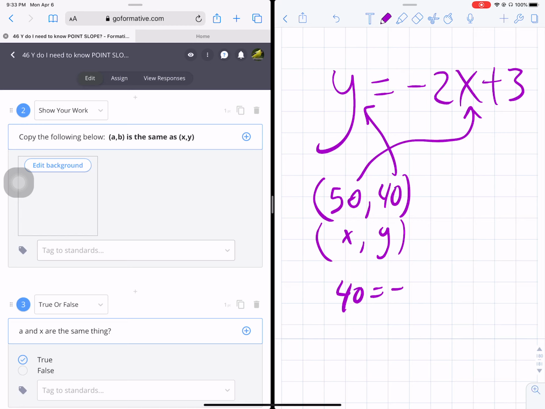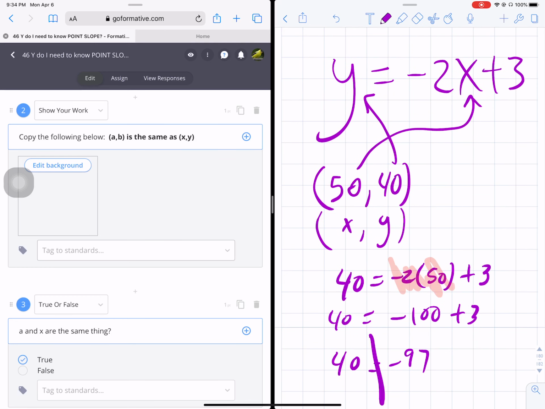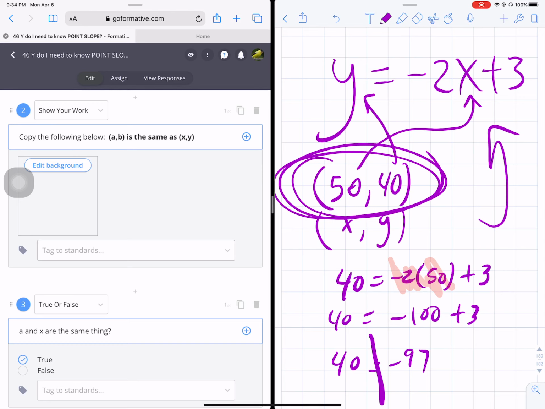So 40 equals negative 2 times 50 plus 3. Negative 2 times 50, that's negative 100. And negative 100 plus 3 is negative 97. And what do you think about 40 equaling negative 97? That doesn't work. So you do a little slash, and what does it mean for the coordinate here? It means it doesn't work. It's not on that line.